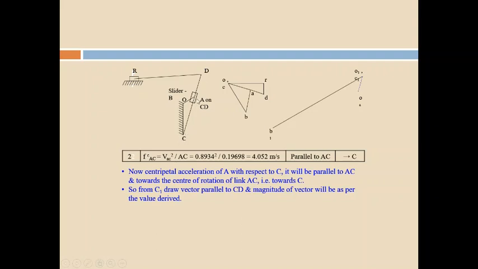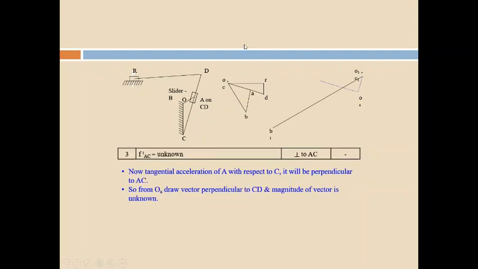CA is in this direction, but here you are going to draw the opposite direction from C, in the downward direction. I have drawn the radial component for AC. Now I have to draw the tangential component. You just draw the vertical line. I don't know the value. See, that's it. So next step, you have drawn the tangential component for AC.